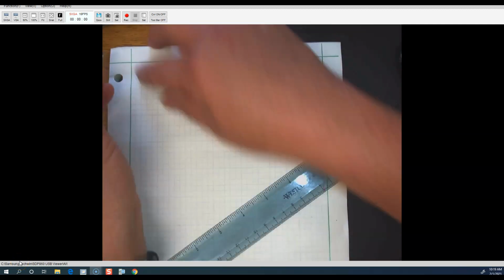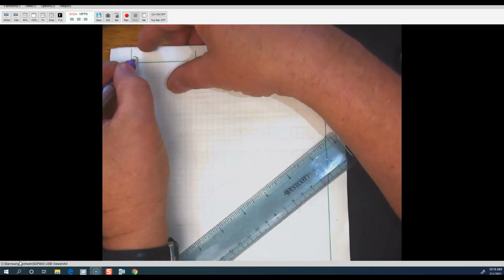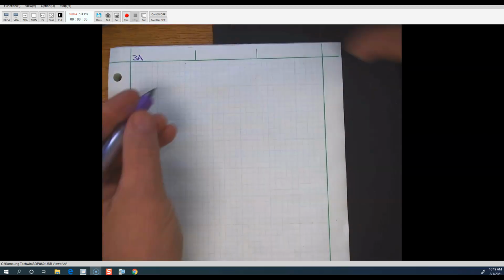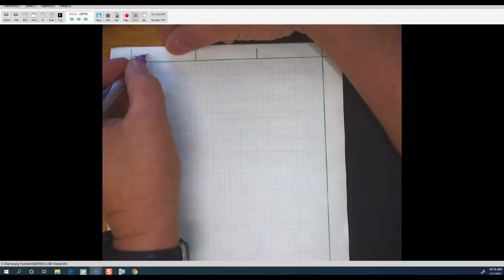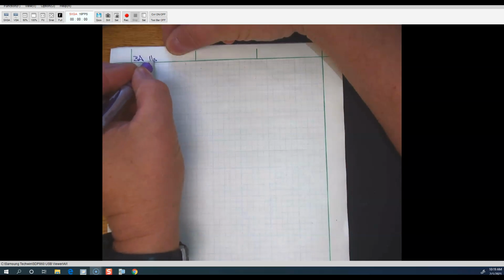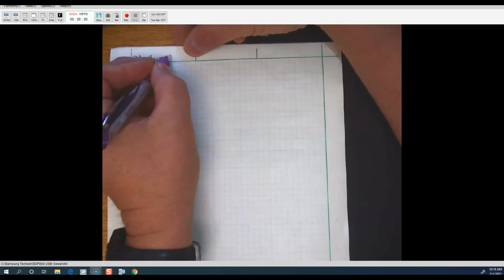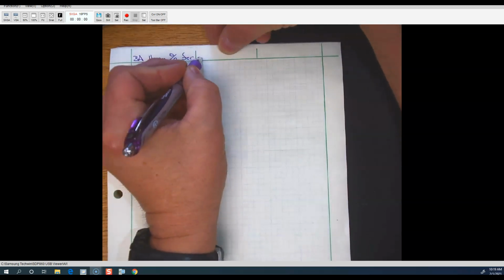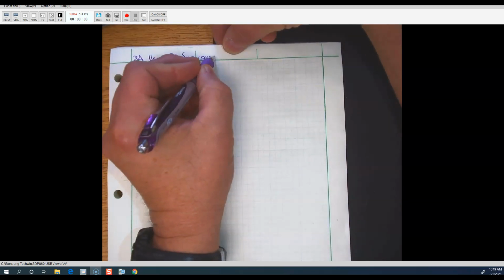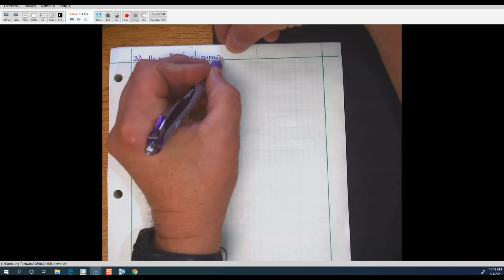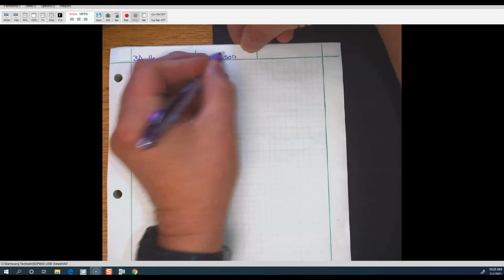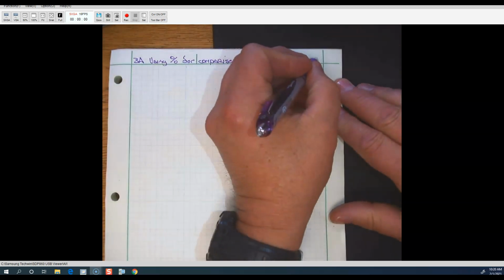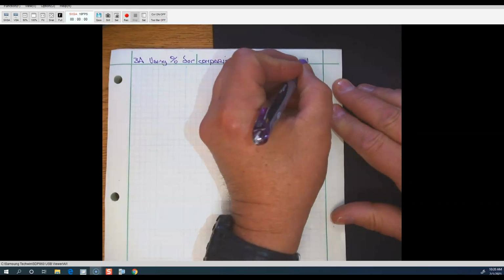All right, so this is 3A. Okay, and what we're doing today is using percentages for comparison. And altogether, this should be about page 6 for your notes so far.